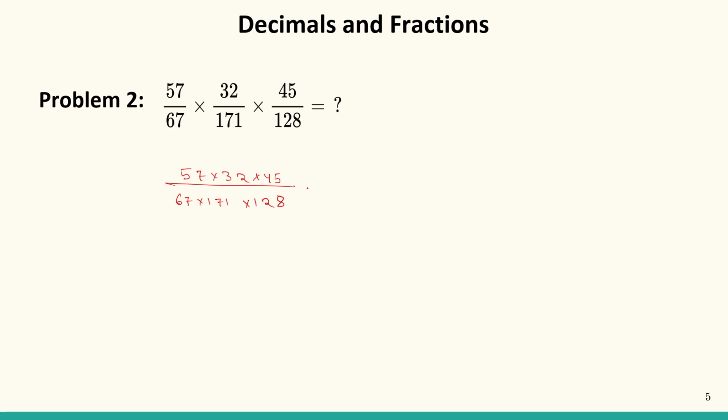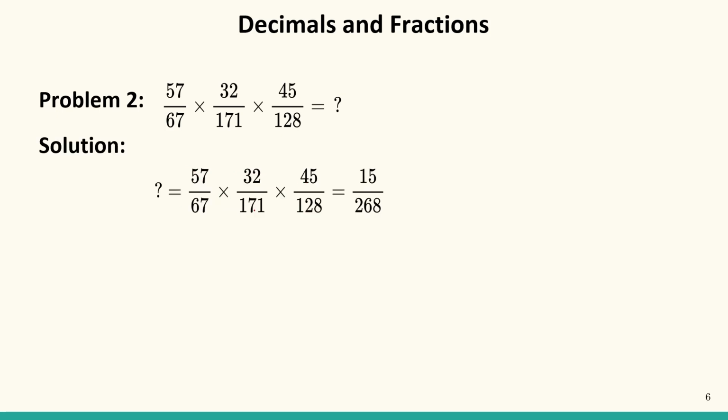So what is it equal to? Let's see, this is actually equal to 15 by 268. How? 32 into 4 is actually 128. So this can also be written as 57 by 67 into 32 into 45 by 171 into 128.